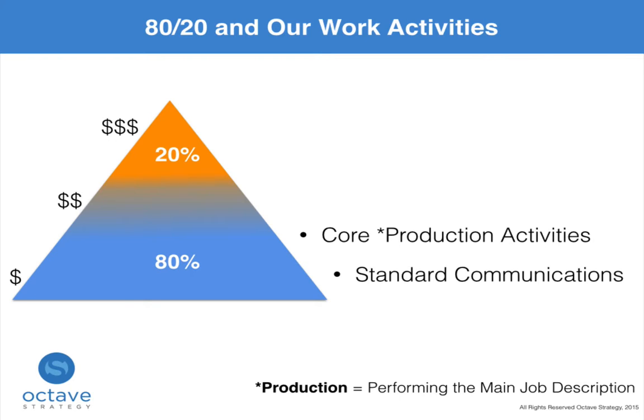The next step up from that is, interestingly enough, core production activities. And I define production as performing the job description that you're hired for. So if you are an accountant, it means literally doing the accounting types of activities. Or if you're a programmer, it's the coding. It's the actual doing of your work.